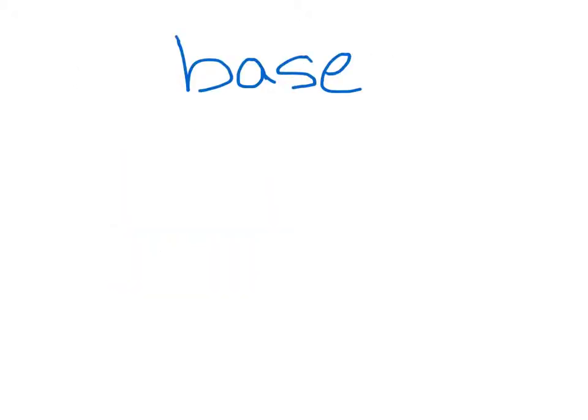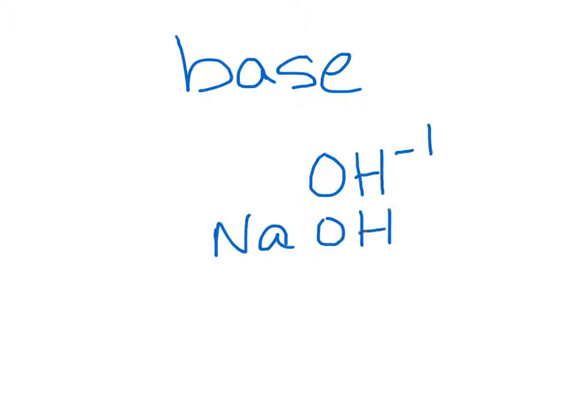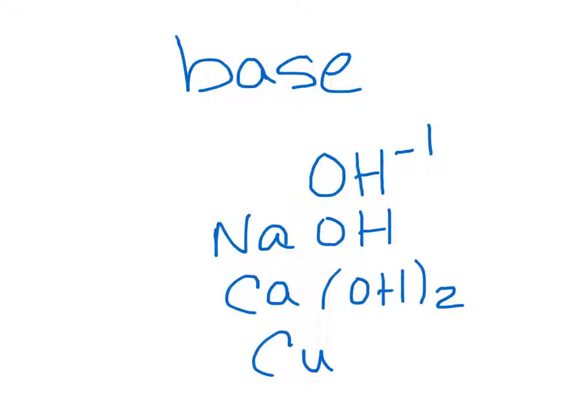And the product that forms when you have the metal oxide and water will always be a base. A base, if you remember from first year chemistry, is anything that has hydroxide in it. So you might start with sodium oxide, calcium oxide, or copper oxide.